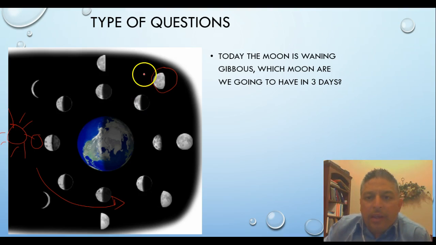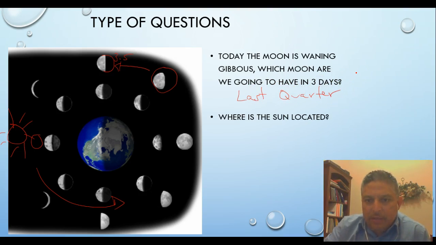Okay, 3 days. What are we going to have in 3 days? Okay, so in 3 days, it's about 3.5 days, right? You will have a third quarter moon, or a last quarter moon. It means the same thing. Where is the sun located? We know it is located on the left side.